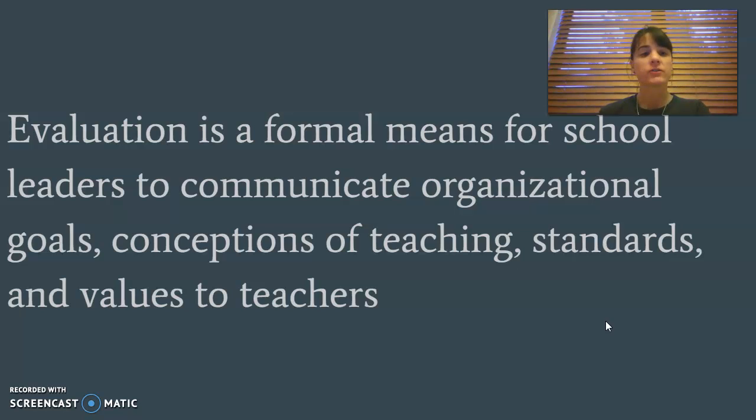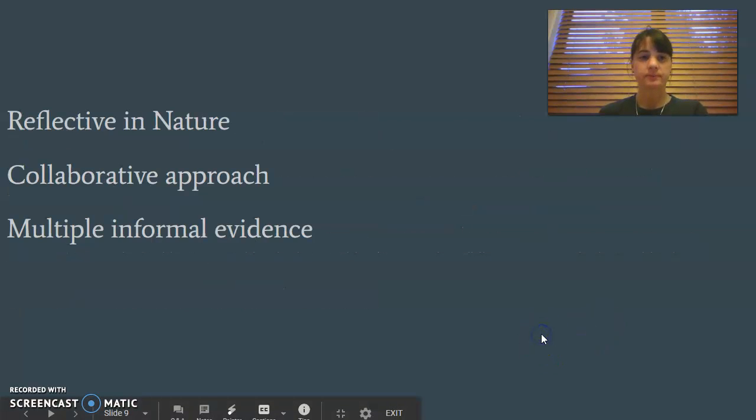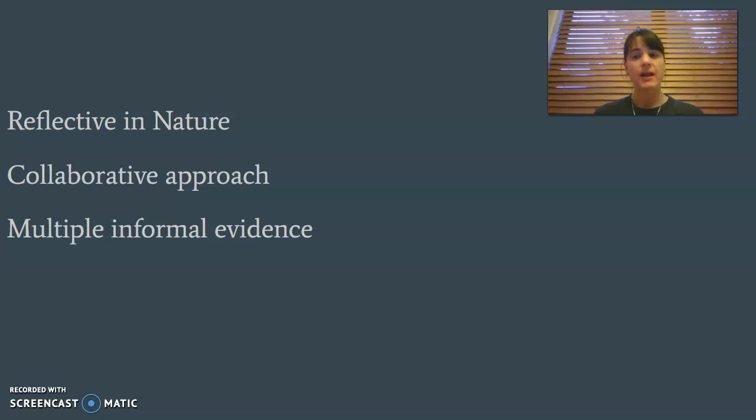Evaluation is a formal means for school leaders to communicate organizational goals, the concept of teaching, of course the teaching standards, and the values to teachers. The thing I really like about this, after reading some articles and looking at some of the research, is that it's reflective in nature. There is a collaborative approach to it, and more importantly, there's multiple informal evidence. I think this is the piece that I really like.